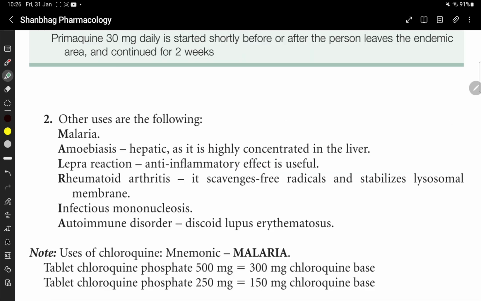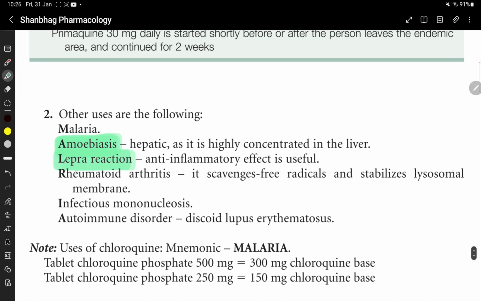Other uses: amoebiasis, hepatic, as it is highly concentrated in the liver. Lepra reaction, where the anti-inflammatory effect is useful. Rheumatoid arthritis, because it scavenges free radicals and stabilizes the lysosomal membrane. Infectious mononucleosis and autoimmune disorder, that is discoid lupus erythematosus.